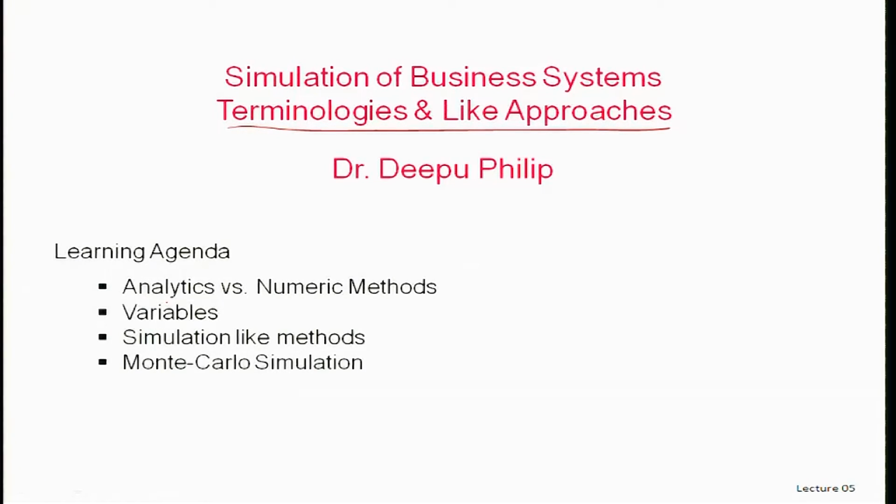So this section's major learning agenda are four. The first one is we talk about analytic versus numeric methods. Let us see how the analytic method and numeric method compare, and the type of variables to be used in simulation. And then some simulation methods, and we will look into Monte Carlo simulation. Today's topics are slightly advanced concepts, and we will also do an example of Monte Carlo simulation, so that you can understand what Monte Carlo simulation is.